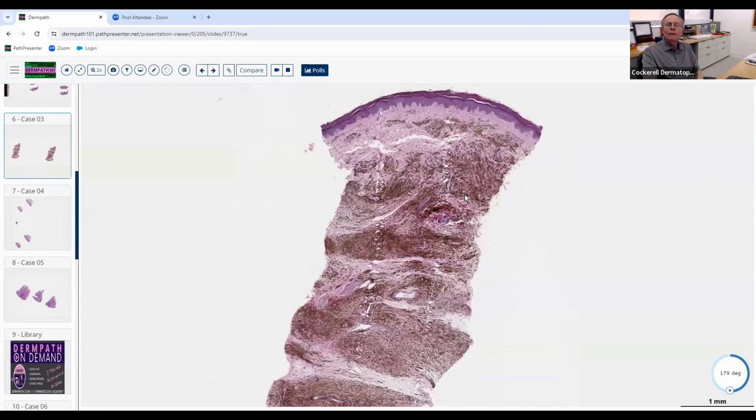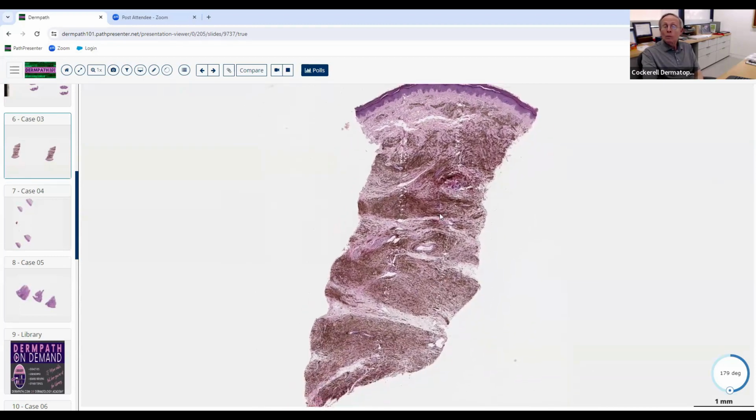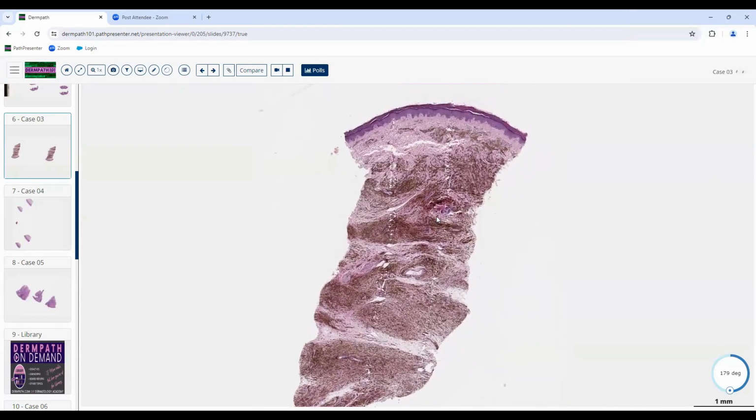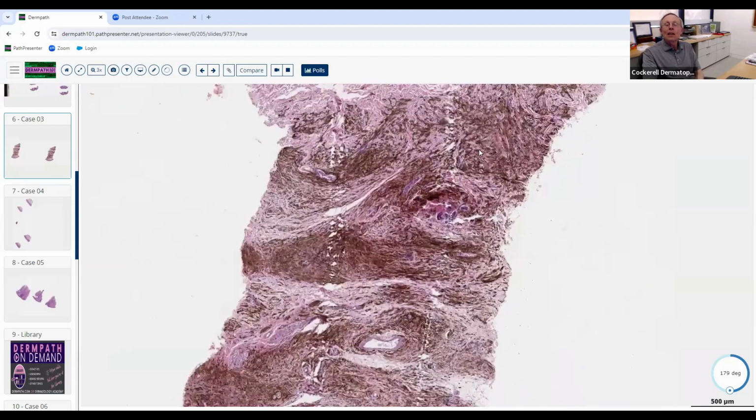Okay, let's take a look at it. Is there anything else that this could be? I mean, it could be a cellular blue nevus, but sometimes that doesn't have pigment, right? Is it possible that maybe the pigment really isn't even melanin? It is possible. Good. So, they might do something like that to you on the exam.